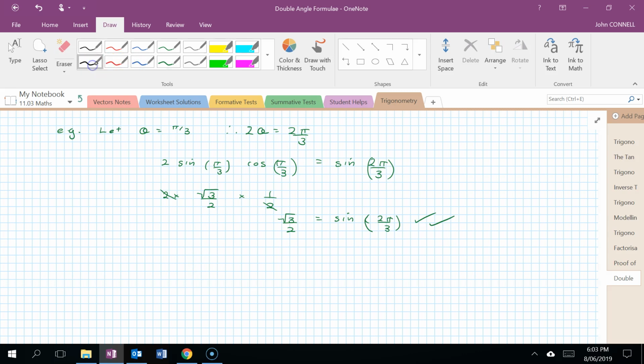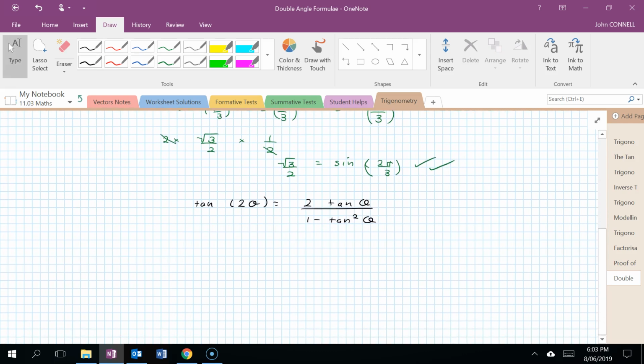Okay, now also tan of 2 theta is 2 tan theta over 1 take tan squared theta. And we can actually show that that's true. If we just go tan 2 theta equals sine 2 theta on cos 2 theta, so it's 2 sine theta cos theta all over cos squared theta take sine squared theta.